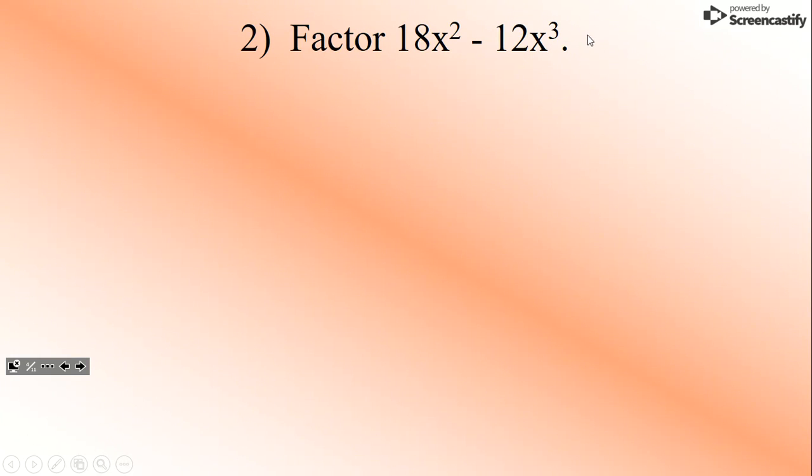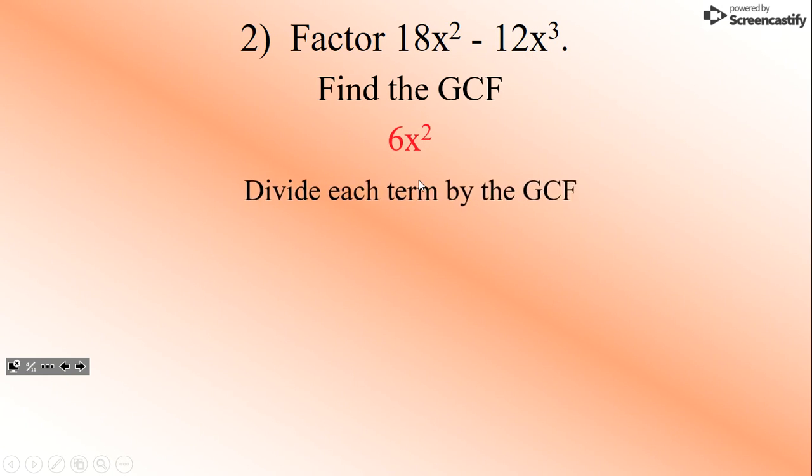So let's factor this one. First step, find the greatest common factor. What's the biggest number that goes into 18 and 12? And what is the exponent when you compare x squared and x cubed? The exponent will be the smallest exponent as long as the variables are the same. So we've got 6x squared. That's our greatest common factor.